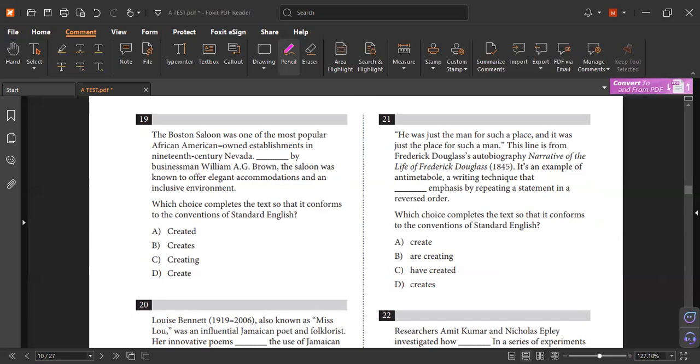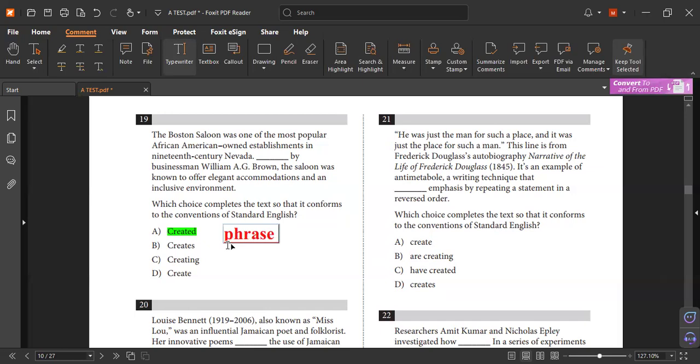Created. A or B. A. So why is it A? Because it's in the past. But why is it past? And why not B, for example? In the beginning of the sentence, it says that the salon was one of the most popular. So that means it was in the past.